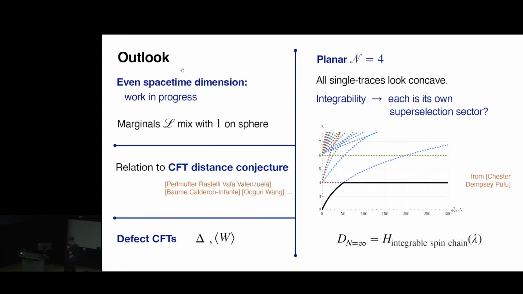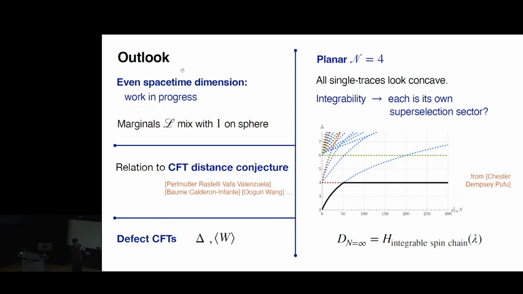So before wrapping up, let me give some outlook. I'm also thinking about deriving similar results in even space-time dimension. And there it's a lot more complicated because marginal operators generically mix with the identity operator on the sphere. So things are just a lot more technically complicated.